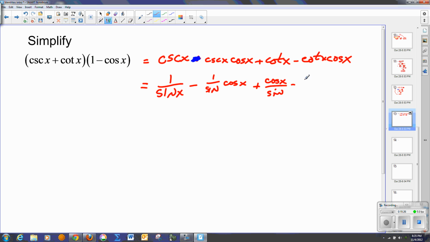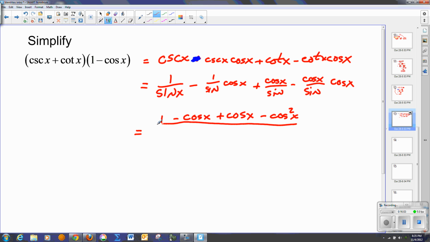And once again, change cotangent to cosine over sine times cosine of x. So now I'll notice again, I'm going to look for like terms. I don't think I really have any. So I have 1 minus cosine plus cosine minus cosine squared all over sine, because that was a common denominator in all of these problems.